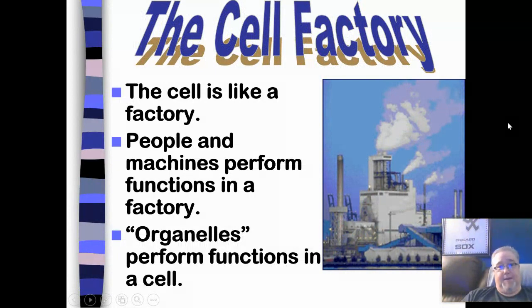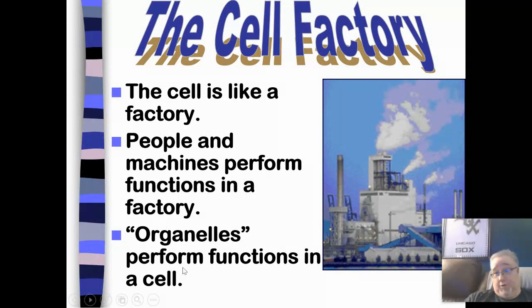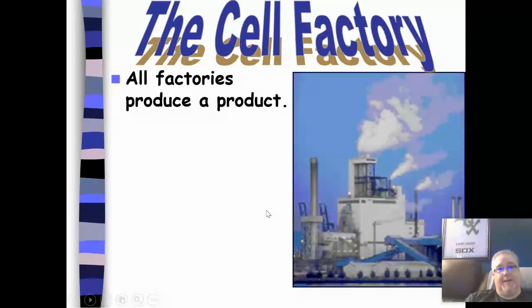Cell factory. I like to compare cells to a factory. For example, in a car factory, you've got people and machines that are doing jobs, whereas in a cell, you have organelles that do those jobs. So we're going to talk about all the different organelles. We'll get into most of them tomorrow. Today, I want to talk about just a couple of them. But before we get into that, I do want us to understand what the end game is of a cell.